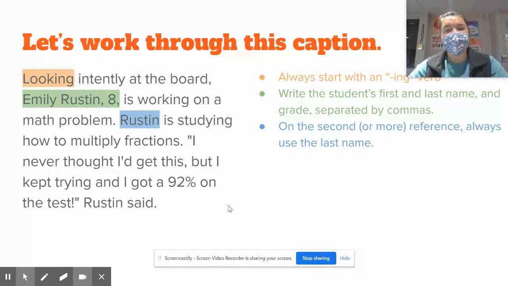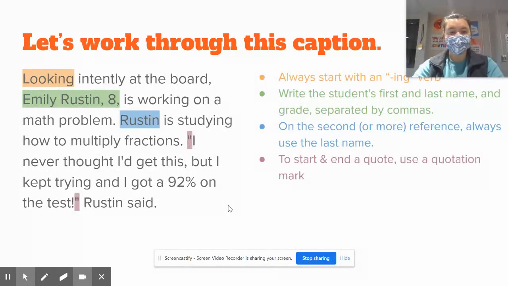Then we start our second sentence, our informative sentence. I decided to start it with her name, but you'll notice I only used her last name. After we say someone's full name, from that point on, we only use their last name. Okay, and that's just to help save space on words and to help keep people apart. So Rustin is studying how to multiply fractions. Okay, always use their last name.